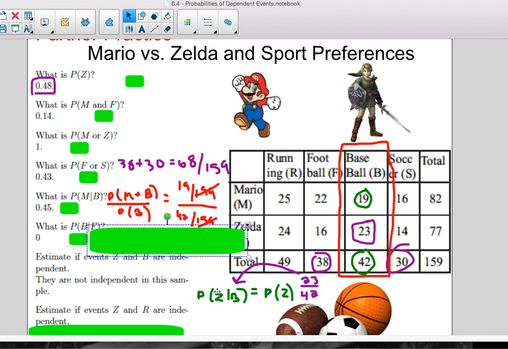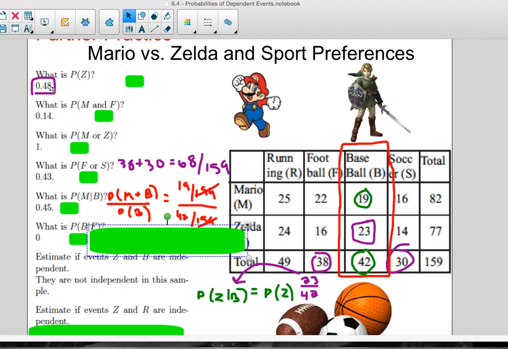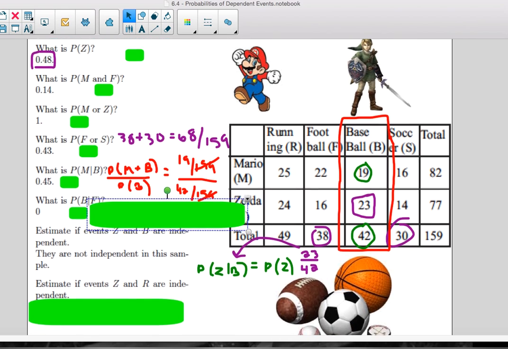Because the probability that you like Zelda, given that you like baseball, which was the same thing we just had, 54.8%, is much higher than the probability that you like Zelda on its own. So for whatever reason, the people who like baseball tend to like Zelda a little bit more than the people who just like Zelda in general, right? And they're in that population too, but for whatever reason, liking baseball has increased the probability that you would like Zelda. So they're not independent of each other.